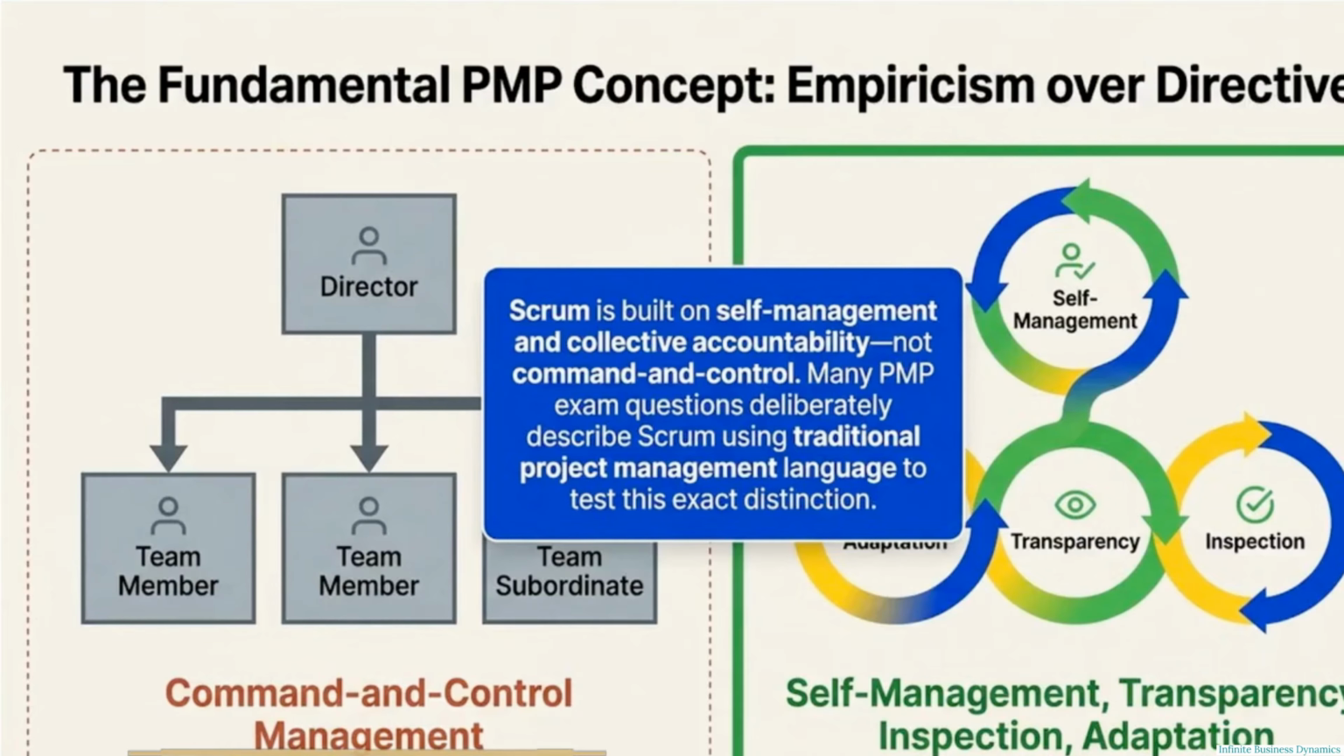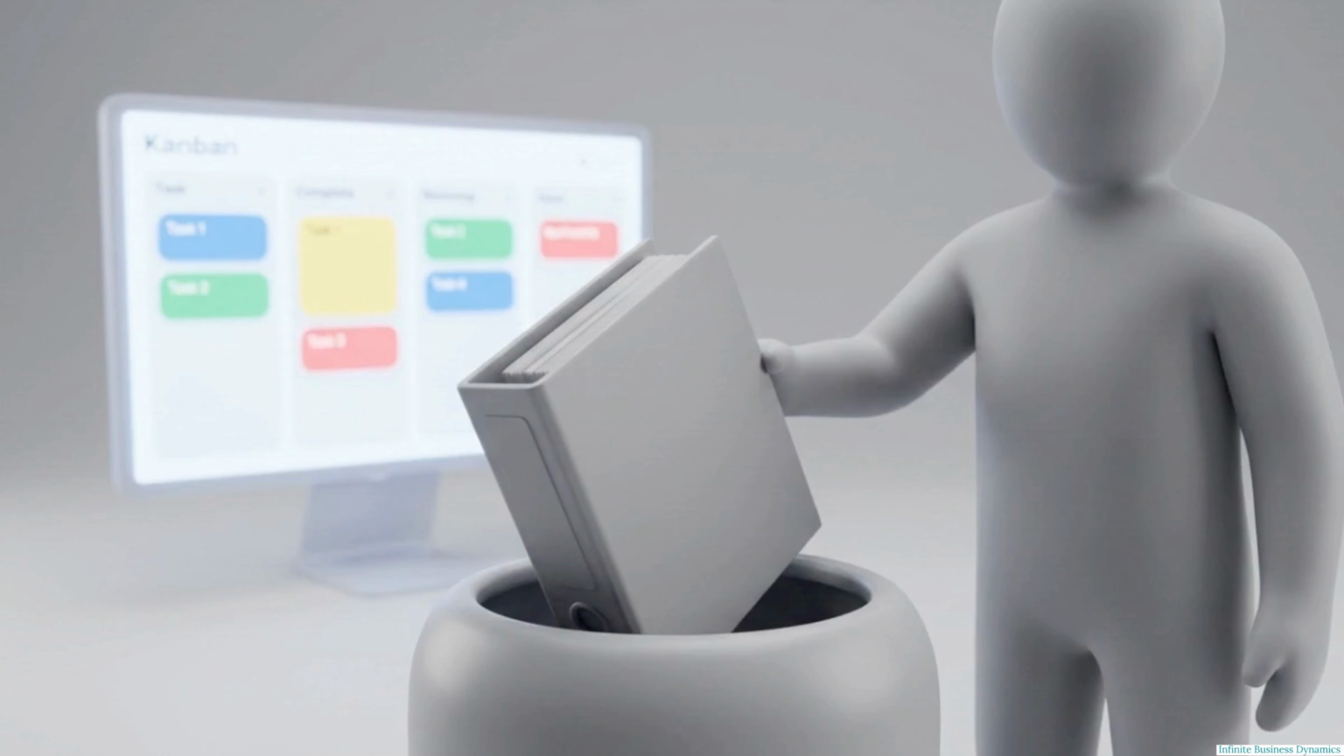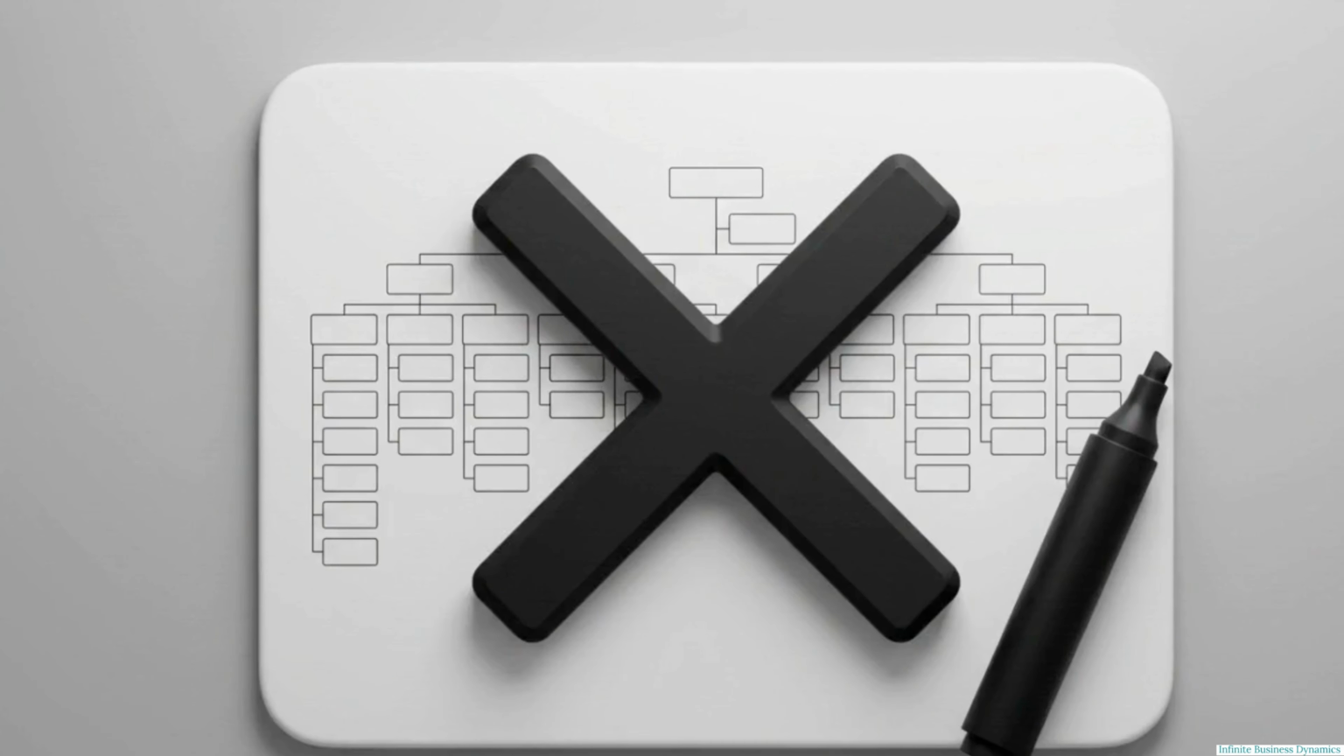This diagram illustrates the shift. On the left, a rigid hierarchy. On the right, the entire system relies on cross-functional self-management. Notice those continuous circular loops? Nobody waits for directives. Teams pull work relying on 3 pillars: transparency, inspection, and adaptation. Trading top-down directives for a system that enables empiricism is what it takes to pass the exam and survive real-world project scenarios. To get this right, we have to throw out your old organizational charts.